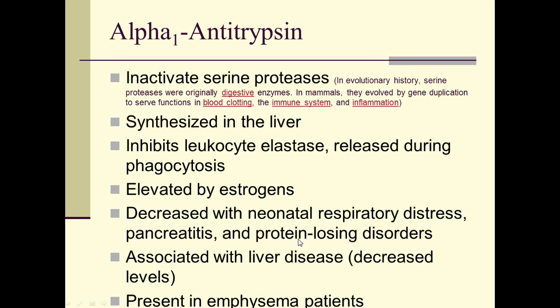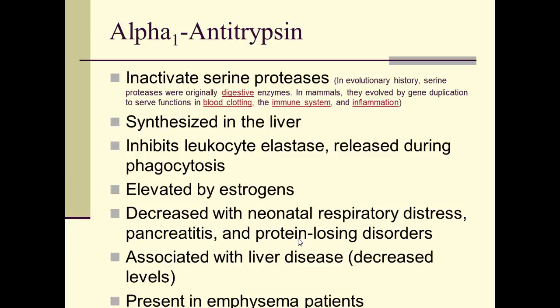The next protein is alpha-1 antitrypsin, sometimes called A1A. This can be involved with, it inactivates serine proteases, which are used with blood clotting in the immune system and inflammation. It's synthesized in the liver.